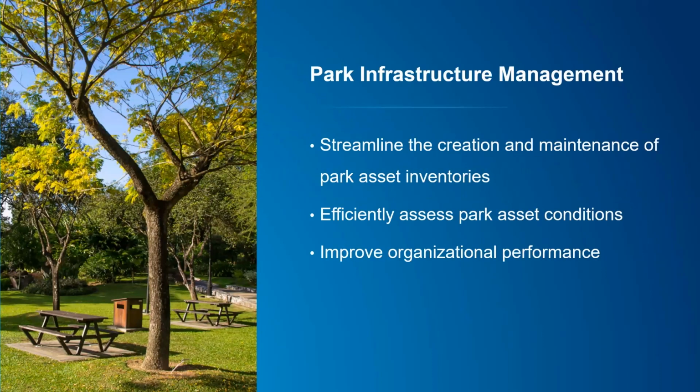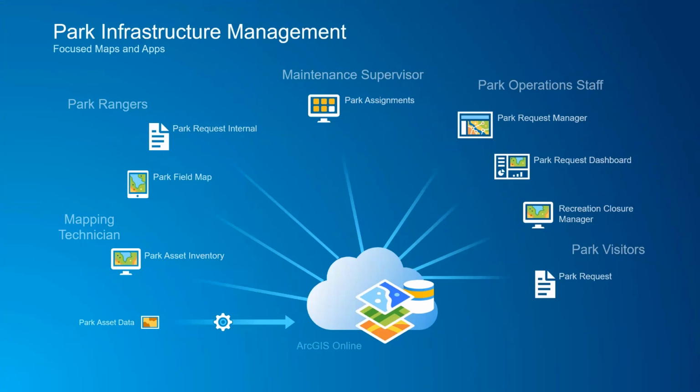So to overcome these challenges, park infrastructure management includes a series of capabilities that are tailored to the needs of park agencies, and they're used to streamline the creation and maintenance of park assets, efficiently assess park asset condition, and improve overall organizational performance. Park infrastructure management includes a collection of focus maps and apps that are designed to work together as a comprehensive system for your organization. Park asset inventories are out of date, still on hard copy maps or in tabular systems.